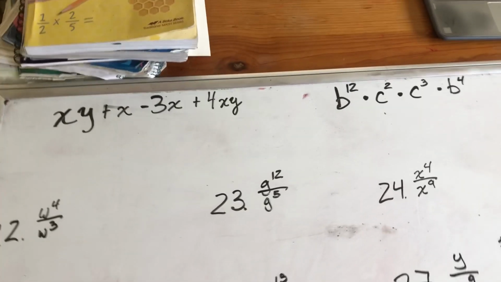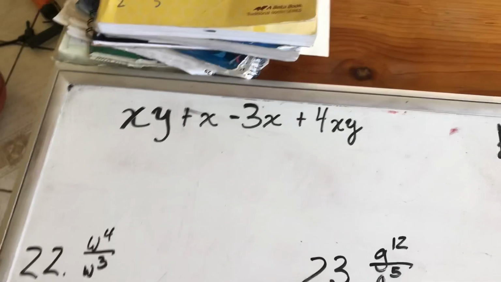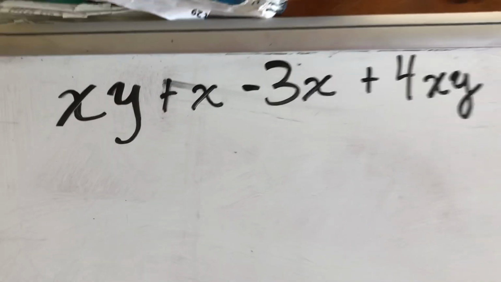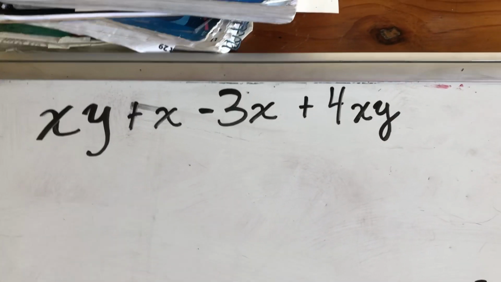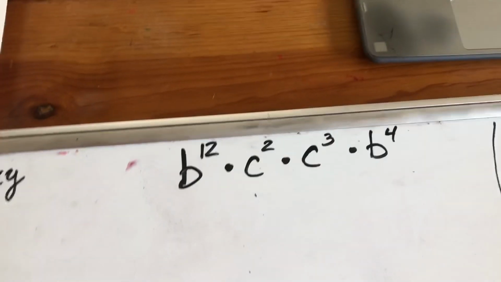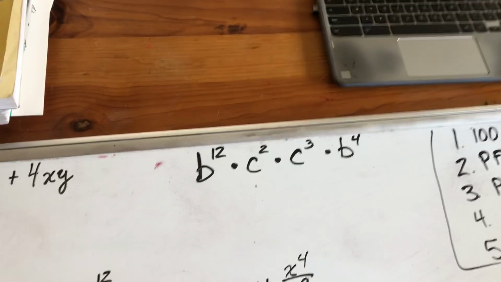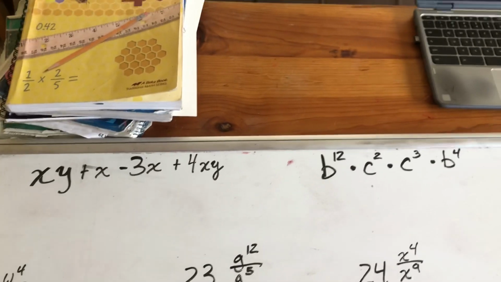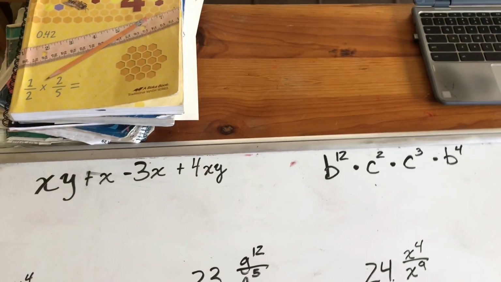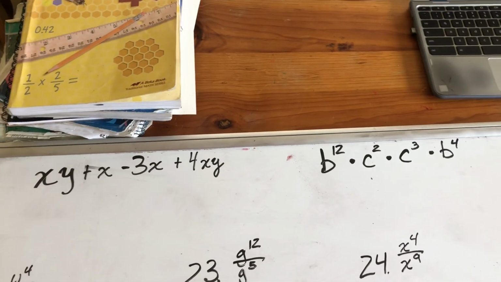Seventh grade, before I start, I want you to pause the video. I want you to simplify that: xy plus x minus 3x plus 4y. And b to the 12th times c to the 2nd times c to the 3rd times b to the 4th. Pause the video right here. Simplify those. See if you remember how to do them.